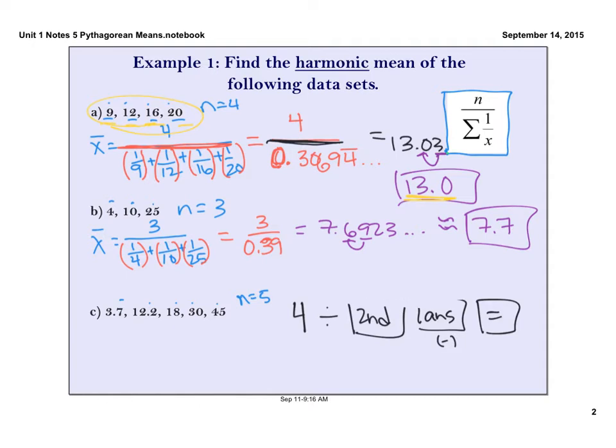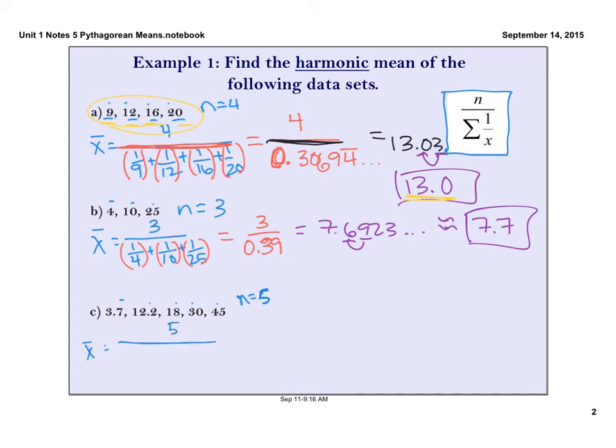So hopefully you got that written down. Those are your calculator keystrokes in case you missed them. Remember, you can always back up the video if you need to. Okay, so my n is equal to 5. So my mean looks like 5 divided by 1 over 3.7 plus 1 over 12.2 plus 1 over 18 plus 1 over 30 plus 1 over 45.